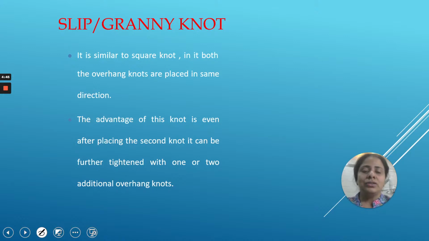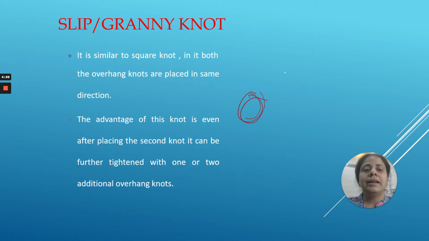Then the granny knot, which is not very commonly used in the oral cavity. What is that? You give a clockwise knot, and then another clockwise knot. That is granny. Two clockwise knots make a granny knot. What was the square knot? One clockwise and one anti-clockwise. So the granny knot is one that you will not give anywhere. Either you will give a surgeon's knot or the square knot.